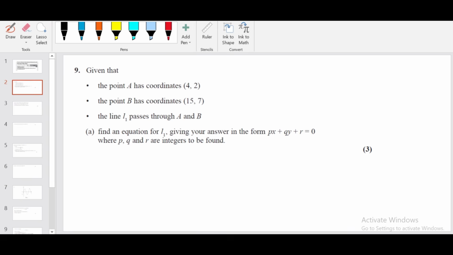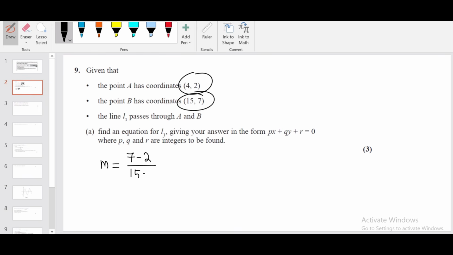L1 passes through A and B. Find the equation of L1. It's an easy 3-mark question. You need to find the slope of L1 using the 2 points: y2 minus y1 divided by x2 minus x1, you get 5 over 11. Use any one of the points to find the equation. I'm going to use the first point. y minus y1 is equal to slope times x minus x1.